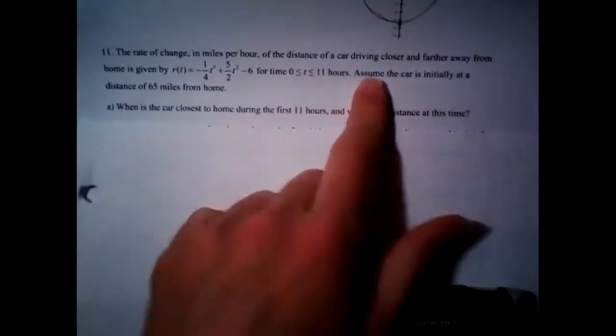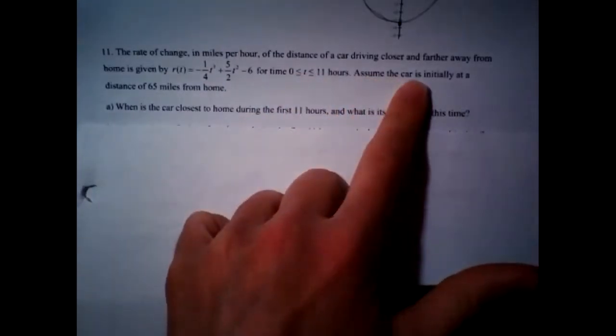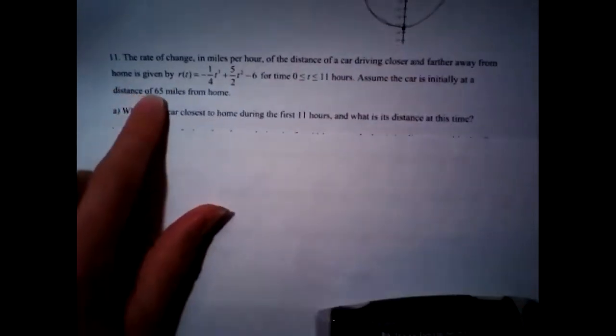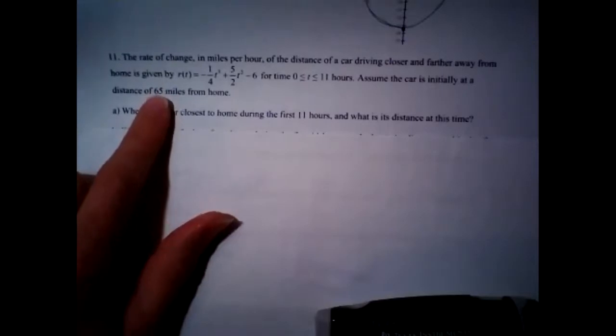And you do have an initial condition that's not 0. The hot air balloon started on the ground, but this car is not starting at home. Assume the car is initially at a distance of 65 miles from home. So that's where you're starting.